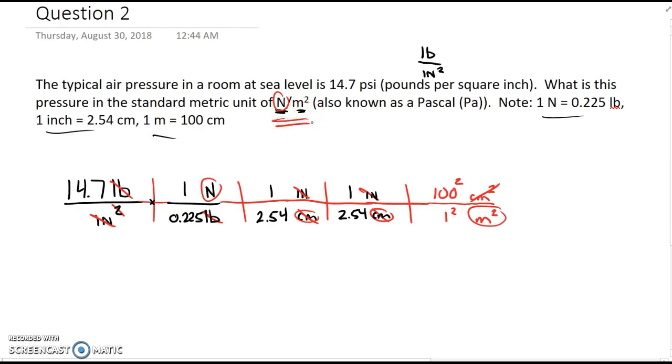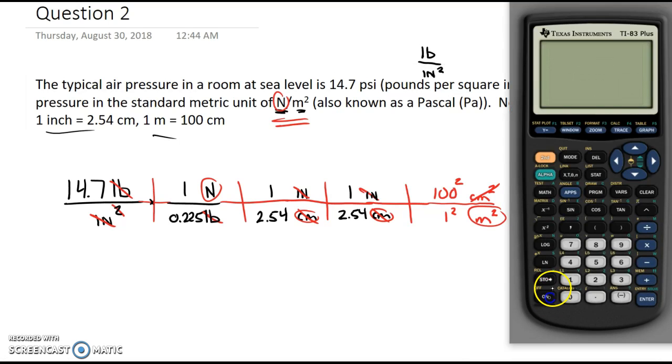And so I have the right units, and so now it's just about pulling out my calculator, and I'm going to type in 14.7, and I'm just going to multiply across in the numerator, times 1 times 1 times 1 times 100 squared, and that's my numerator. And then I'm going to divide by this entire denominator. I can do it down here. I'm going to put it in parentheses and make sure it groups it. 0.225 times 2.54 times 2.54, which is the same as 2.54 squared.